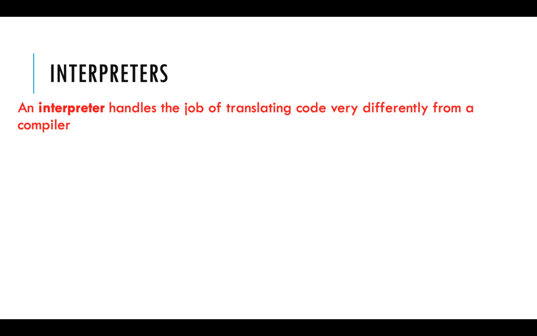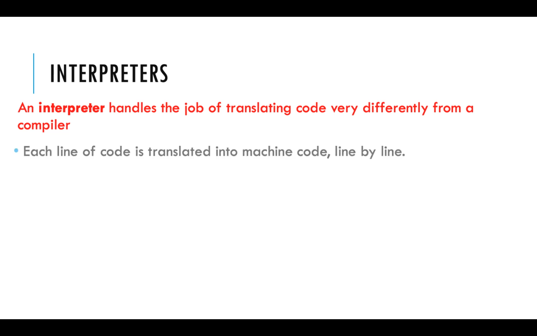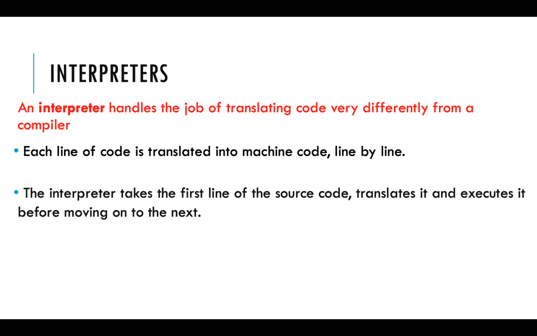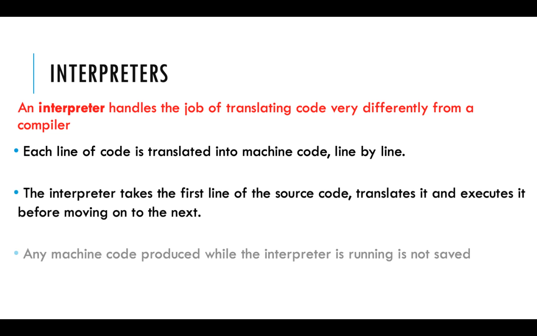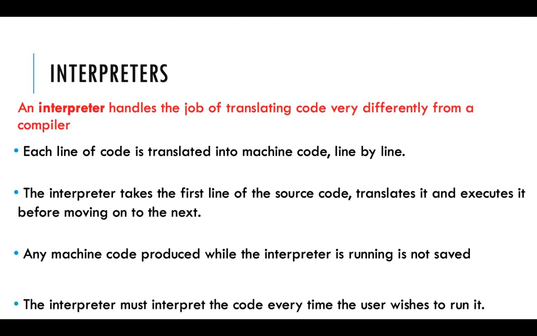An interpreter handles the job of translating code very differently than a compiler. Each line of code is translated into machine code line by line, and this is done every time you want to interpret a piece of software. The interpreter takes the first line of the source code and translates it, executes it before moving on to the next. Any machine code produced while the interpreter is running is not saved. The interpreter must interpret the code every time the user wishes to run it.